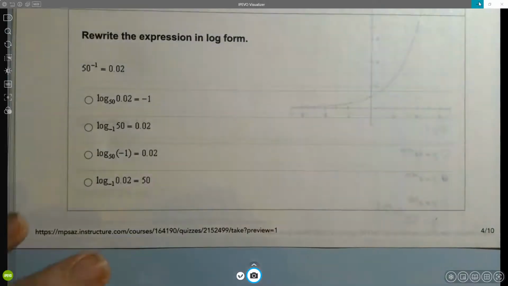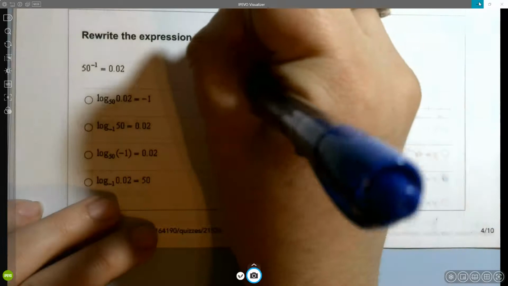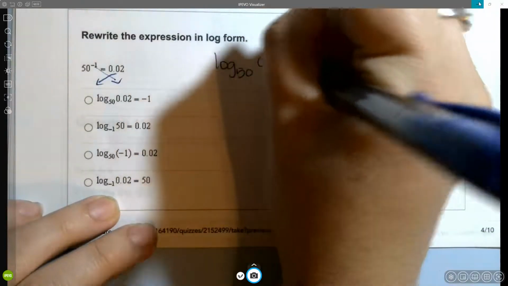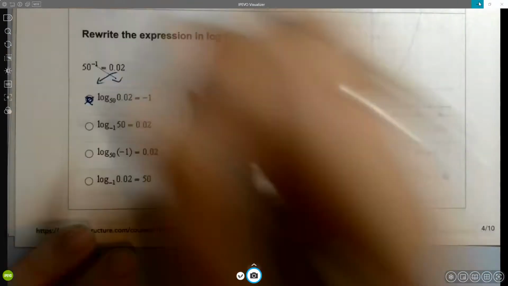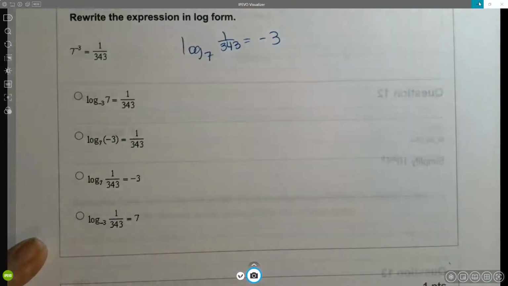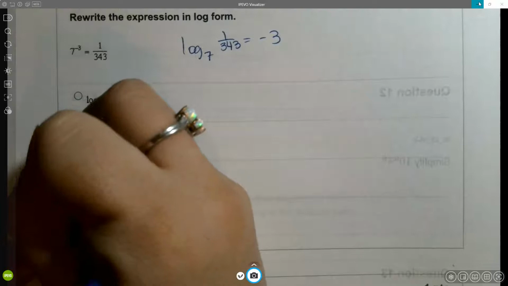Number 8 wants me to rewrite in log form. This is going to be log base 50. And then the exponent is going to switch spots with the answer. So it's going to be 0.02 equals negative 1. This is my first option here. This one wants me to, again, rewrite in log form. So I'm going to have log base 7, and then I'm going to switch the answer and the exponent. So this one is this choice.